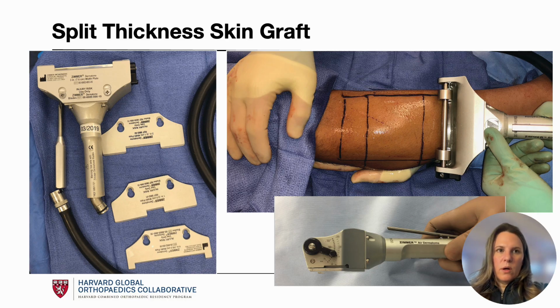Usually we do 12 to 14 thousandths of an inch, but you might choose thinner or thicker depending on both the patient's skin on their donor site as well as what wound you're trying to reconstruct. But 12 to 14 thousandths is usually a pretty good place to start.